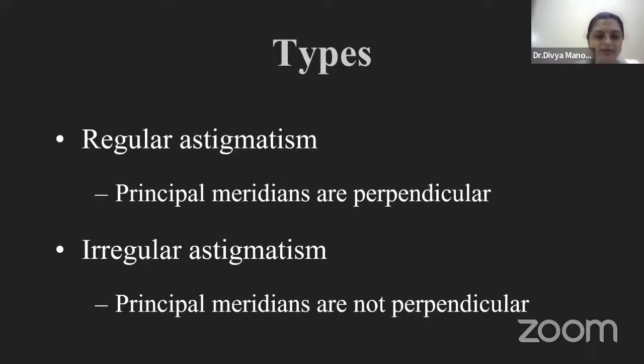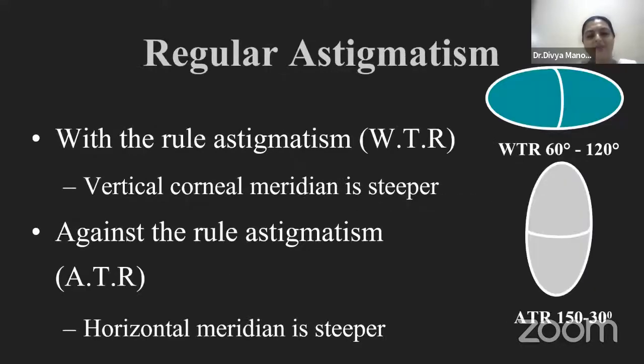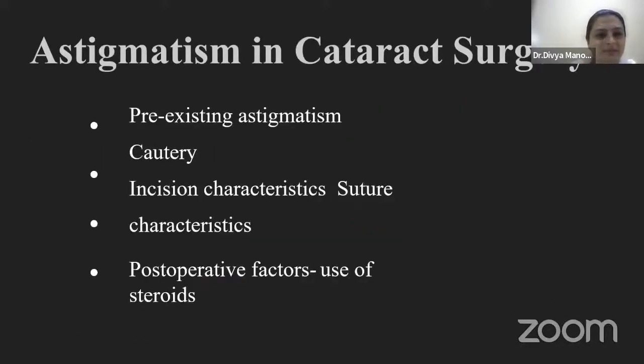As we all know, there is regular astigmatism, irregular astigmatism, and oblique astigmatism. In regular astigmatism the principal meridians are perpendicular, and irregular when they are not perpendicular. These are just the basics. There is pre-existing astigmatism, which can be recognized by using a good keratometry, and there is what the surgeon induces. There are so many factors that contribute to how the surgeon can induce astigmatism in an otherwise normal eye.